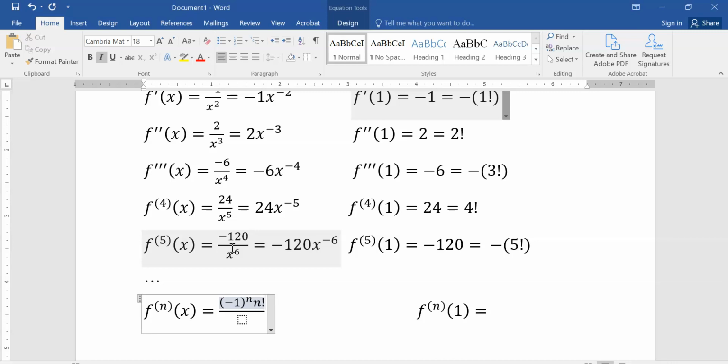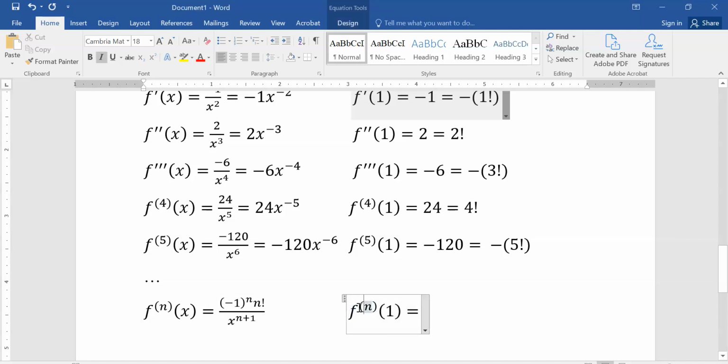N factorial divided by x to the, well, if I'm going with the fifth derivative, I have x to the sixth. If I go with the fourth derivative, I have x to the fifth. Notice that this is going to be x to the n plus 1 on bottom. You get 1 more than n every time. And so when you plug in 1, all we're ending up with is, again, this alternating part, negative 1 to the nth power, times n factorial.